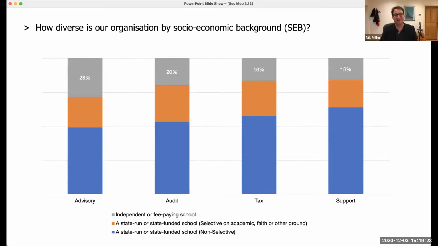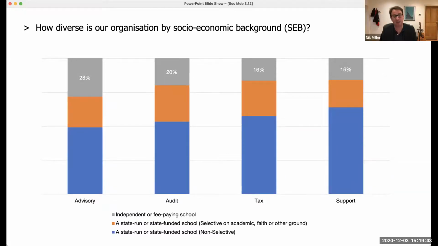So here we can see at this firm that the level of socioeconomic diversity in advisory, just as at the BBC in commissioning, for example, is more of a challenge compared to some other areas. And if we want to start to understand why that should be, that's where the qualitative data comes in.